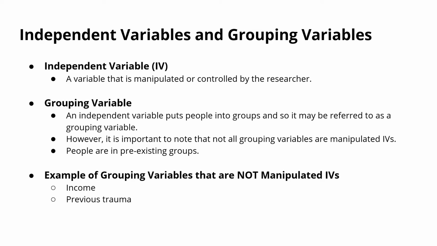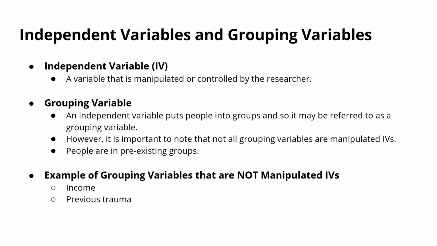Or you can look at things that are just impossible or unethical to manipulate. It could be things like people's gender or whether they've experienced some sort of previous trauma. Right? In those cases, the researcher doesn't manipulate the independent variable, but people are in pre-existing groups, and so those are called grouping variables. Okay?